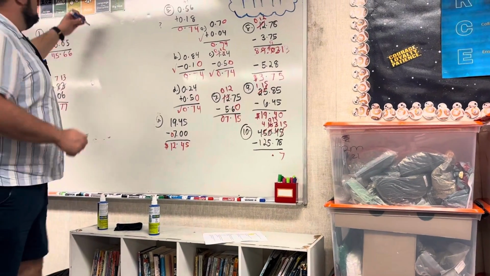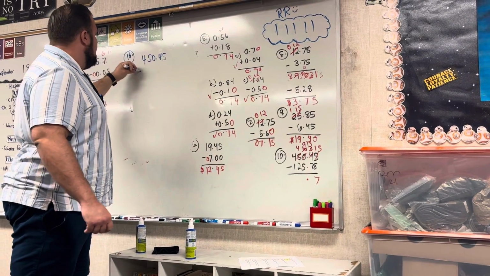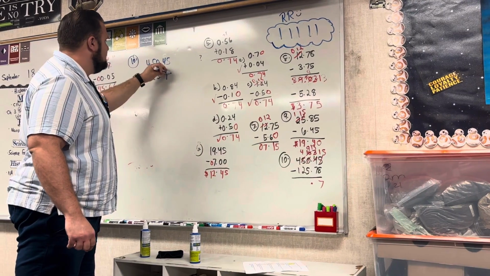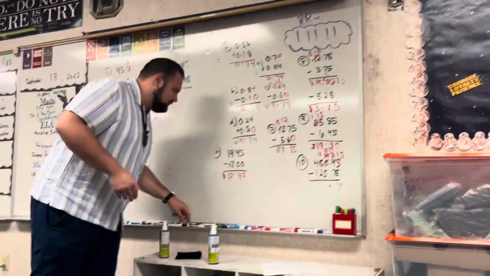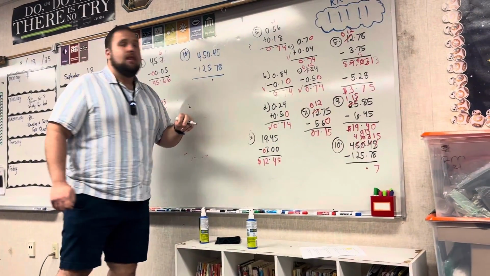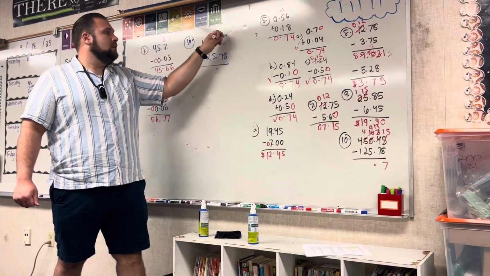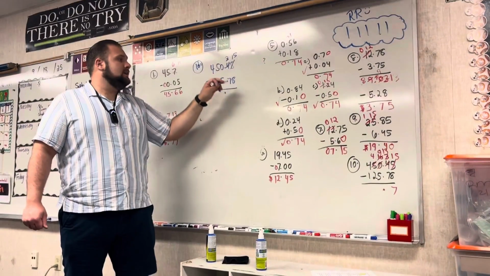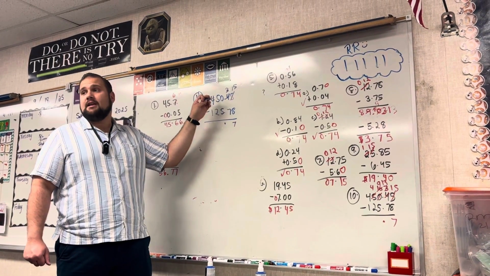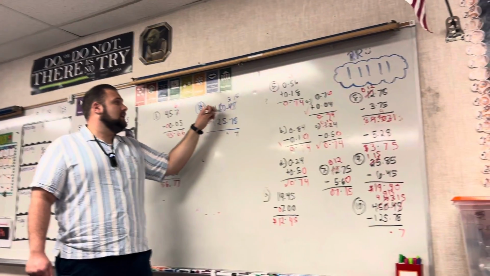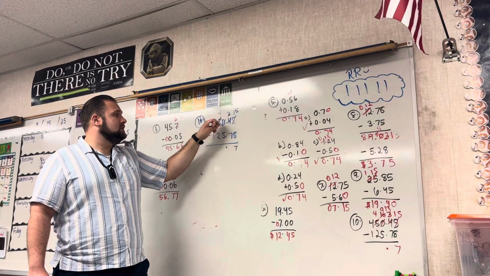Okay, so look it. This is number 10, okay? We have $450.45, and we're taking $125.78. Okay, look it. This is regrouping. I really need you guys to see this because it's very important. Line up your decimals. Look it. This is too small, so we got to take from this, turning it into a 3, turning this into 15. 15 minus 8 is 7. This is too small. This 3 is too small. We can't take it from next door because it's a 0.